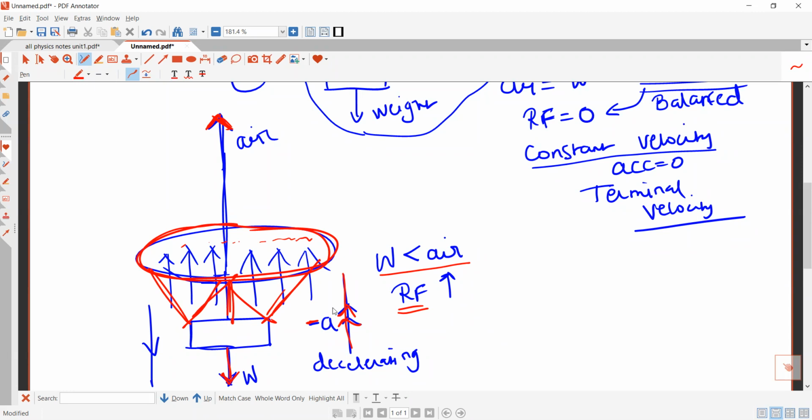Kainat, Tanisha, Ahmad, understood? Yes, yes. Everyone? Yes. Okay. So now the object is decelerating. That means it is slowing down. If it is slowing down, the velocity is decreasing. We know if velocity is decreasing, your air resistance is also decreasing.